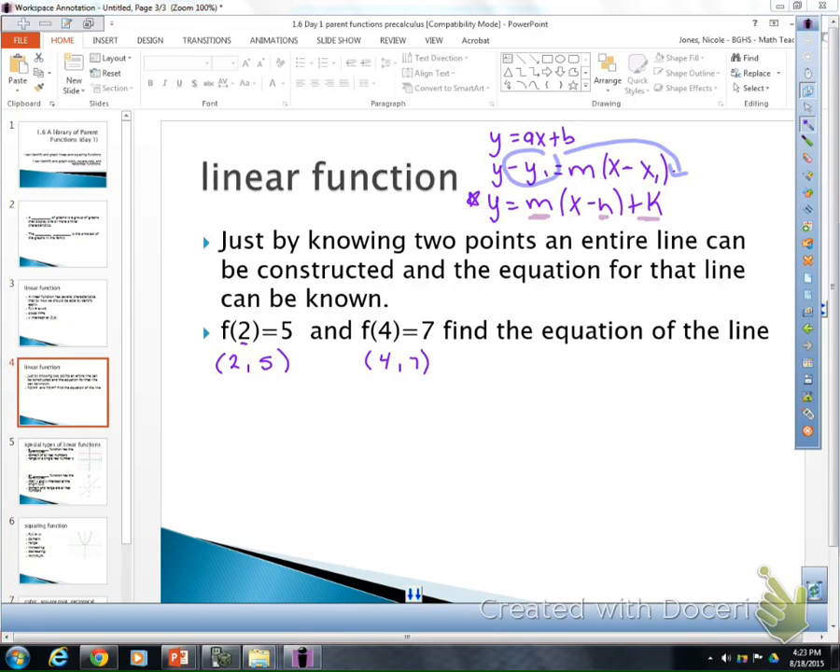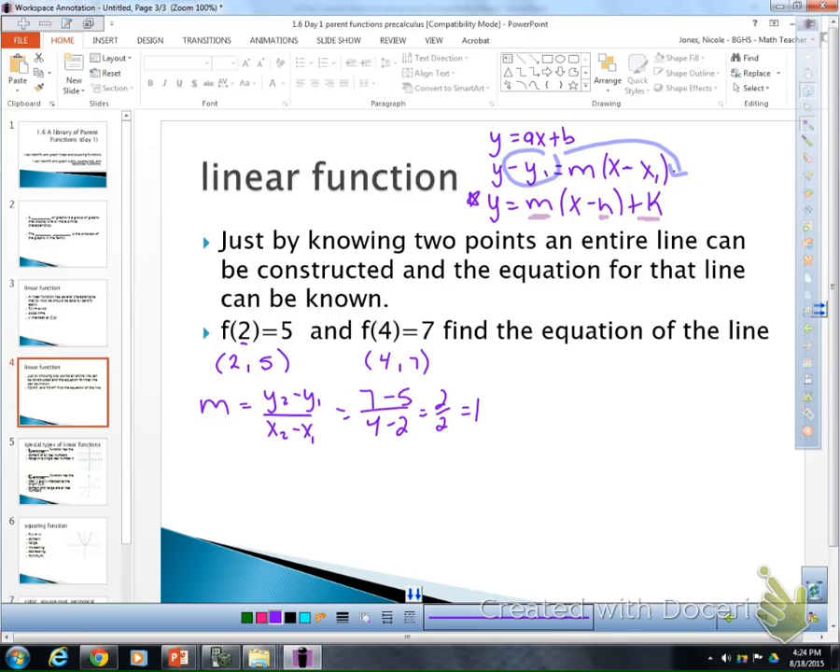The slope is easy to find. Remember, a slope is the change in y's over the change in x's. So everybody take a minute and find the slope of the line that passes through those 2 points. As we can see, the slope of this line is 1. Now, as far as picking the ordered pair that we want, it doesn't matter.